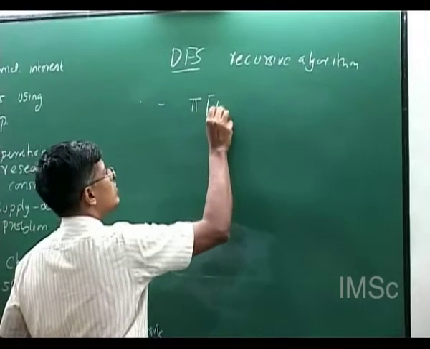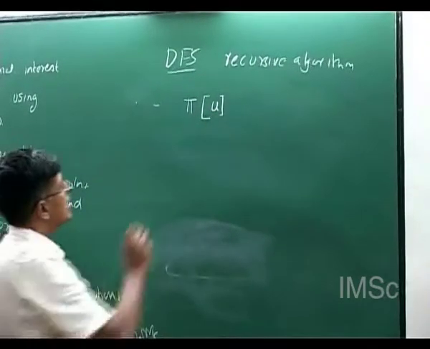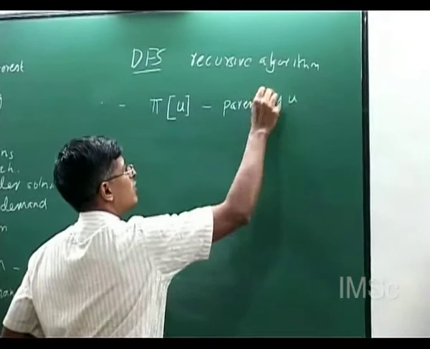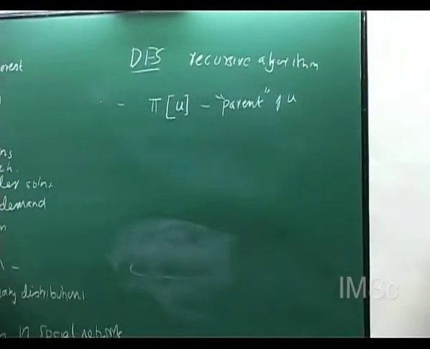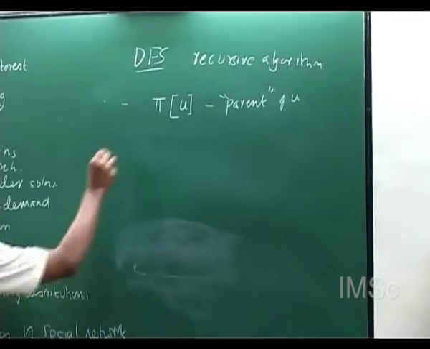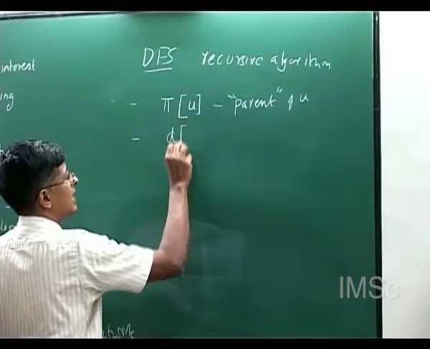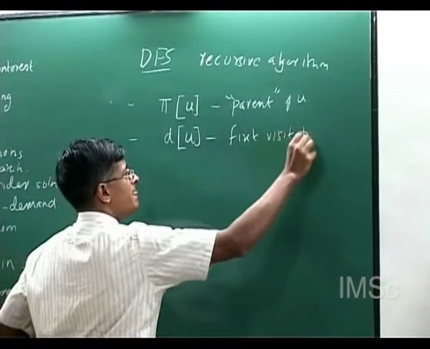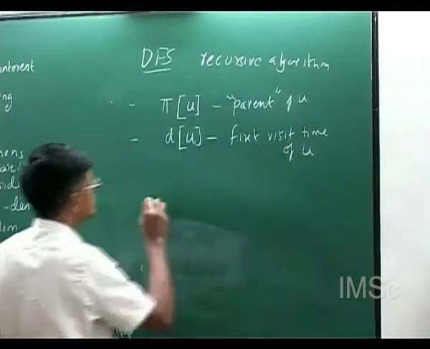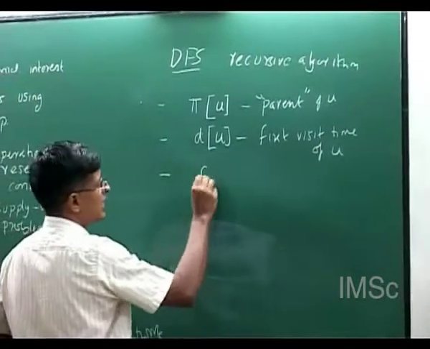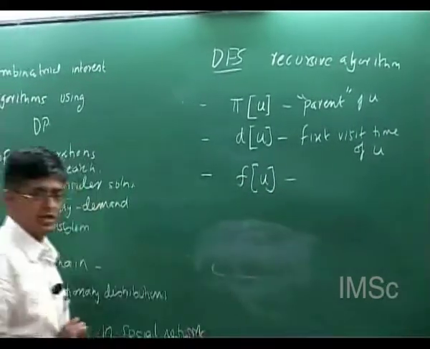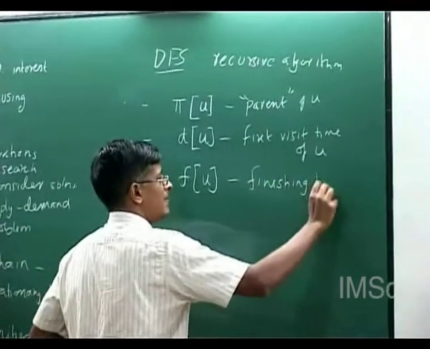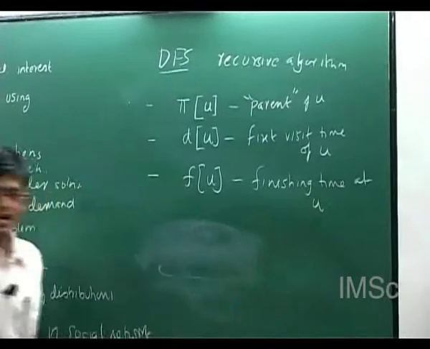So basically for every u, pi of u is the parent of u, and I will explain what parent is, but I am sure some of you might have seen this already. Then it also gives you an array d of u, the first visit time of the vertex u, and another array which is f of u, which one can think of as the finishing time at u.